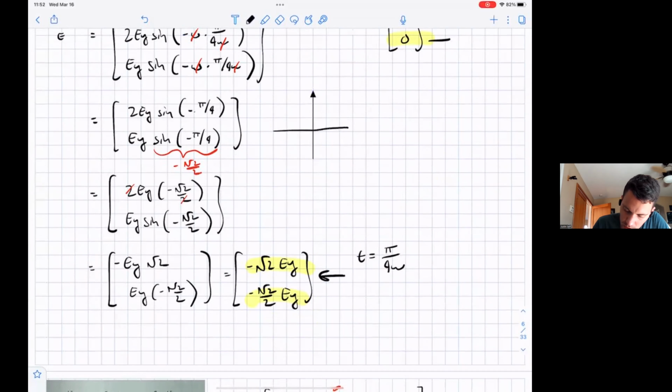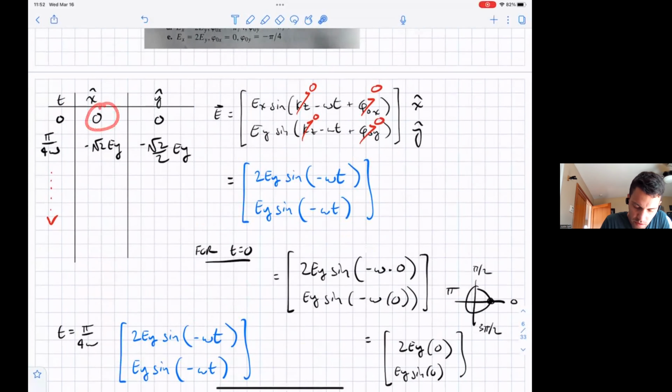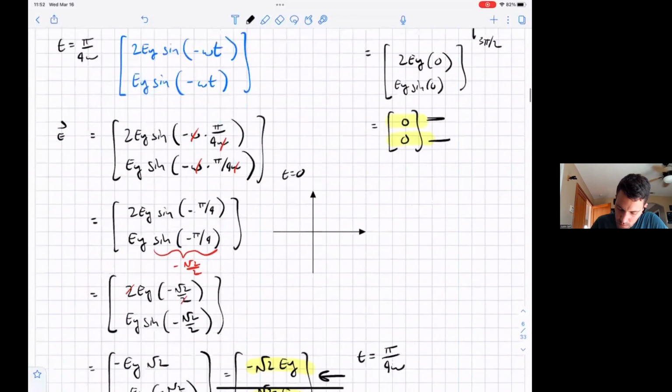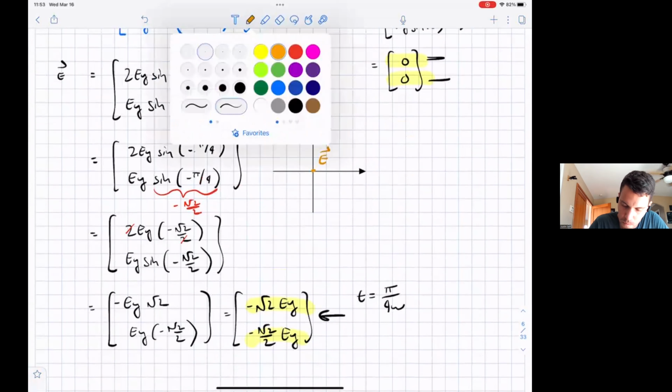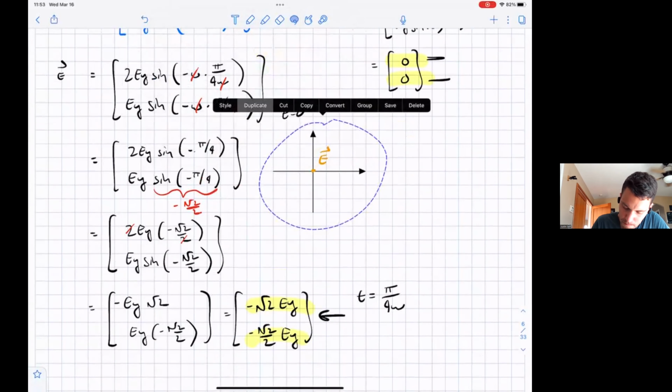That's my x direction, that's my y direction. And so let's draw the first one for t equals 0. Well, over here we see when t equals 0, x component is 0, y component is 0. So nothing's going on here. The electric field vector doesn't go anywhere. It is equal to 0.